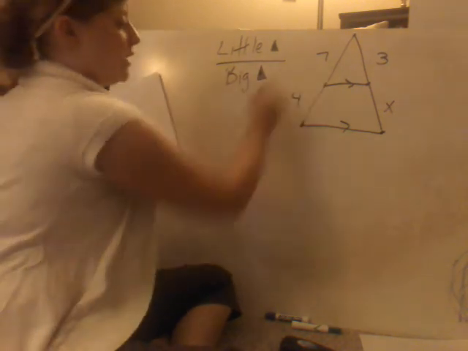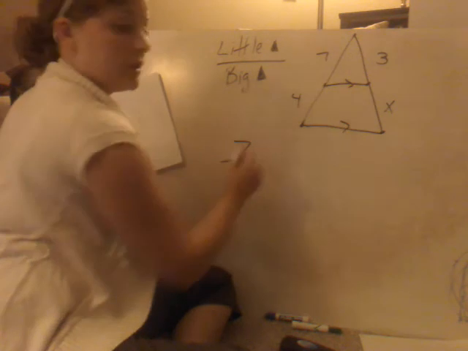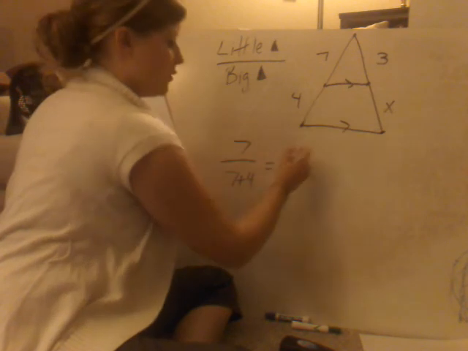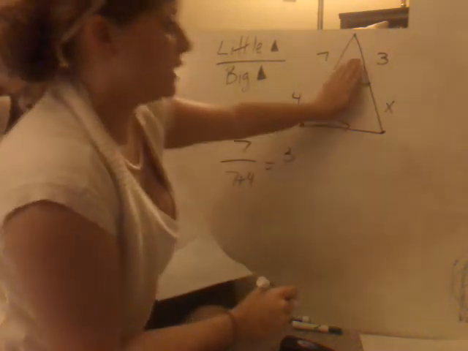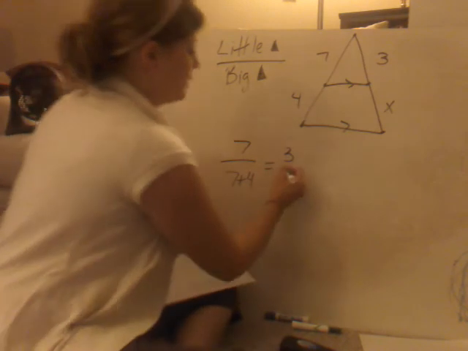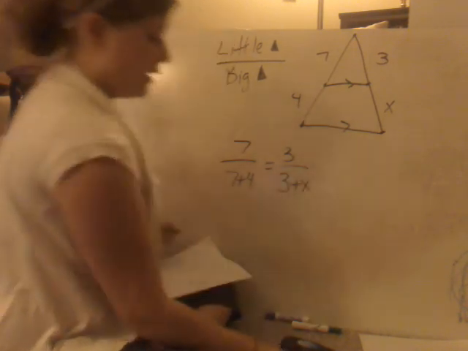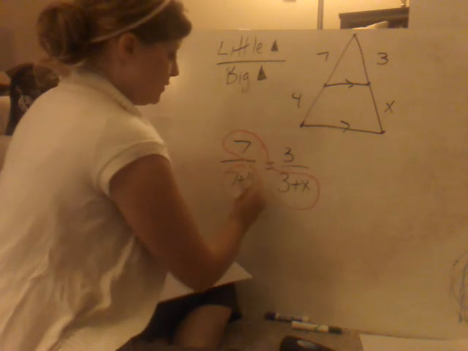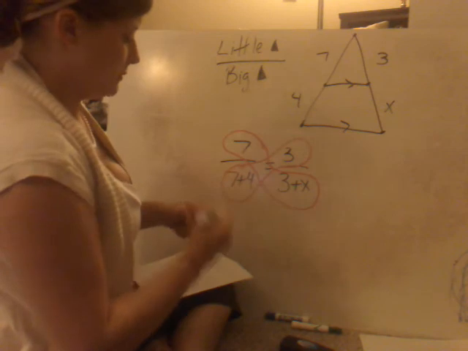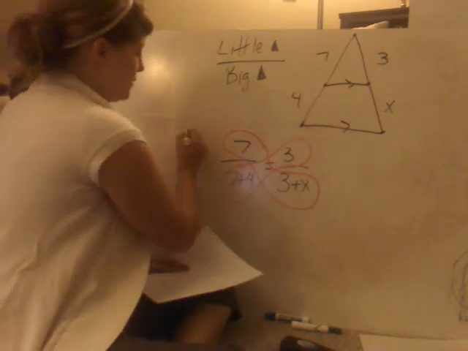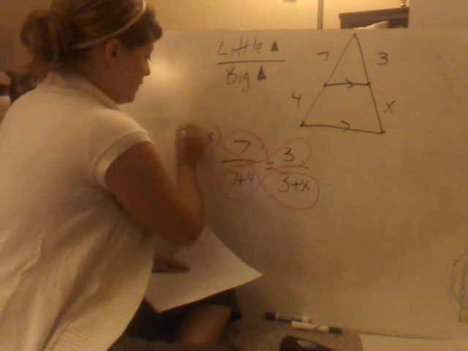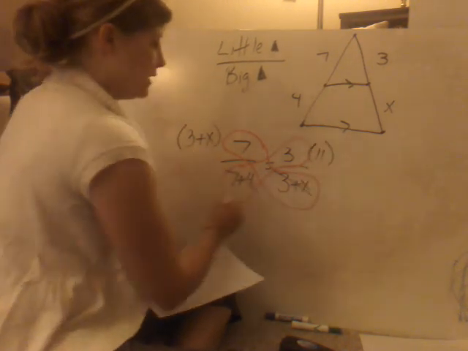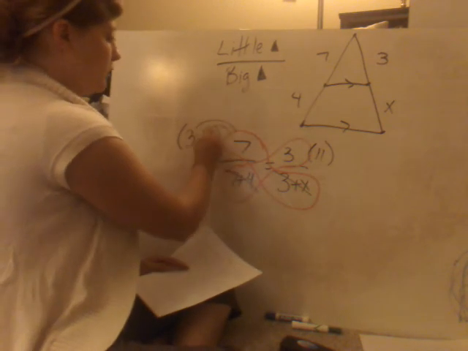So the little number right here, 7 over 7 plus 4, is equal to the little triangle, 3, over the whole side, which is 3 plus the value of x. Again, I'll cross multiply. And really, you do this with both sides. Alright, so now I'll have 7 times 3 plus x. You can cross that out. And then this is 11, so I'll have 3 times 11. Cross that out. So now I'll have 7, and I'll distribute it over.